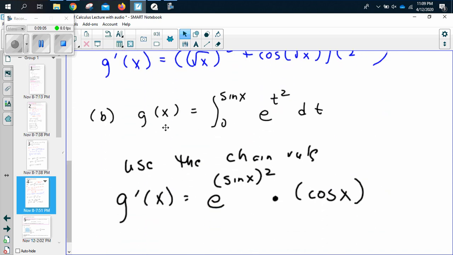So here's another one. So you notice we have sine x. So we replace the t with the sine x, and then we multiply times the derivative of sine x, which is cosine x.